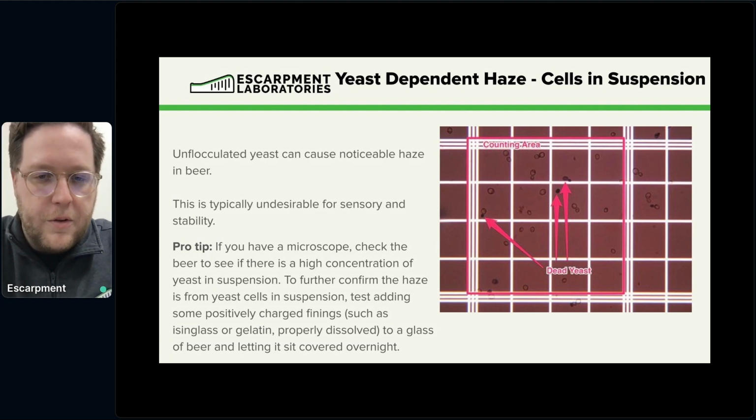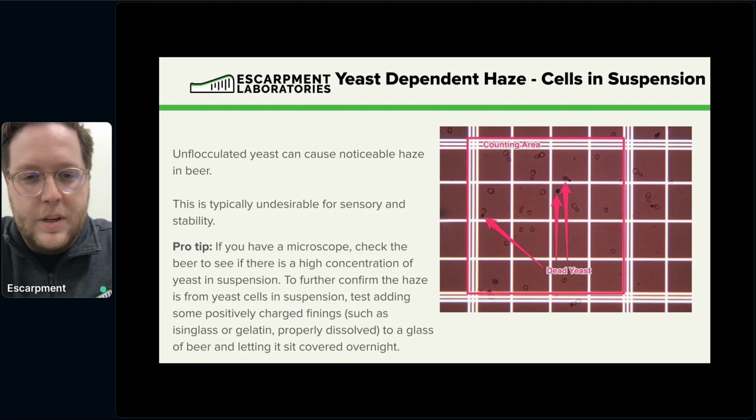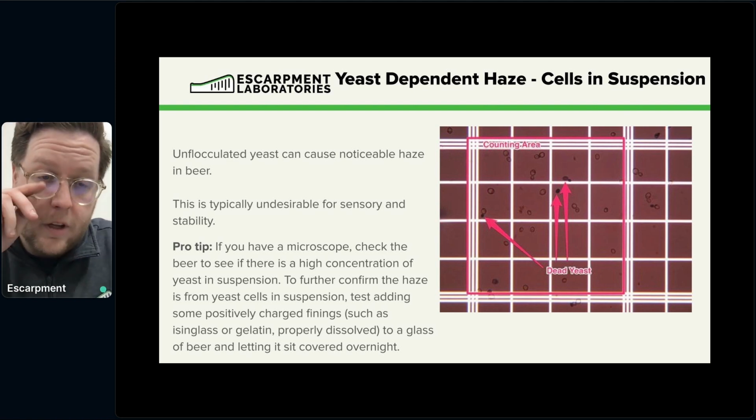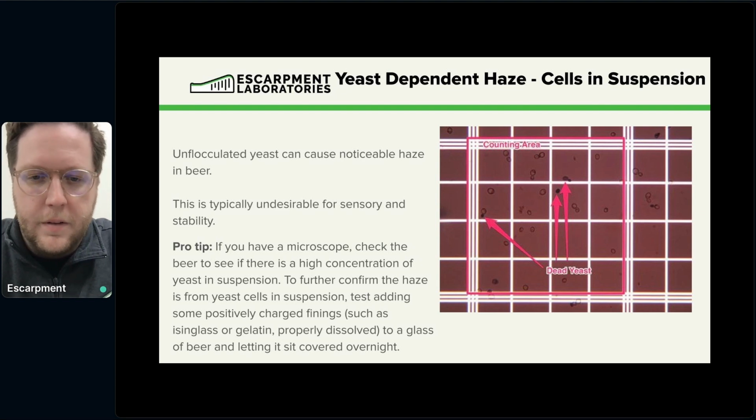What you can also do to further confirm that is try adding some finings that will attract with the yeast, something like isinglass or gelatin. You can add that to the beer and let it sit overnight. If you see all that drop out quickly, then it's another indication that you have a yeast-dependent haze.